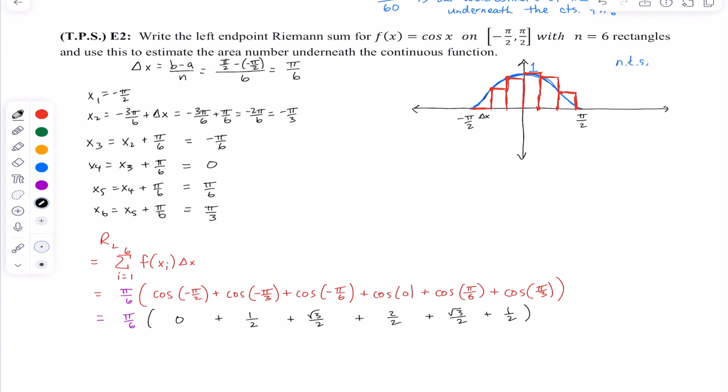Notice you get a common denominator of 12. And we finally get 2 plus root 3 times pi over 6 is our estimate for the area underneath this continuous function.